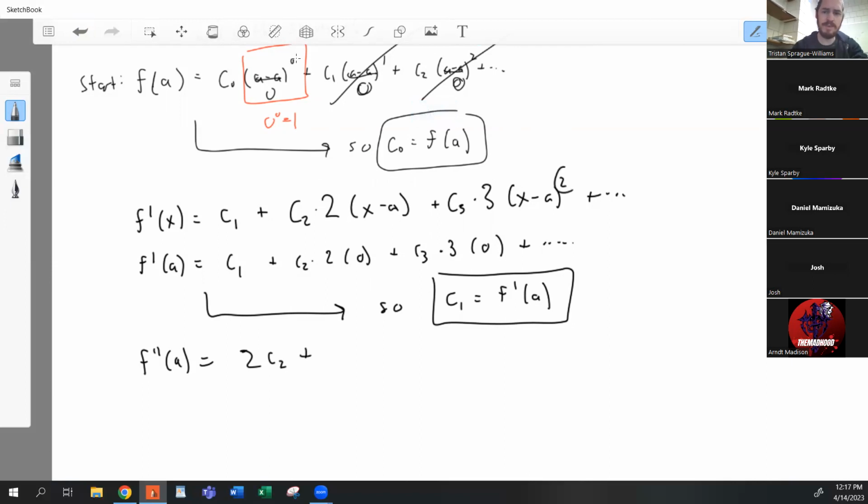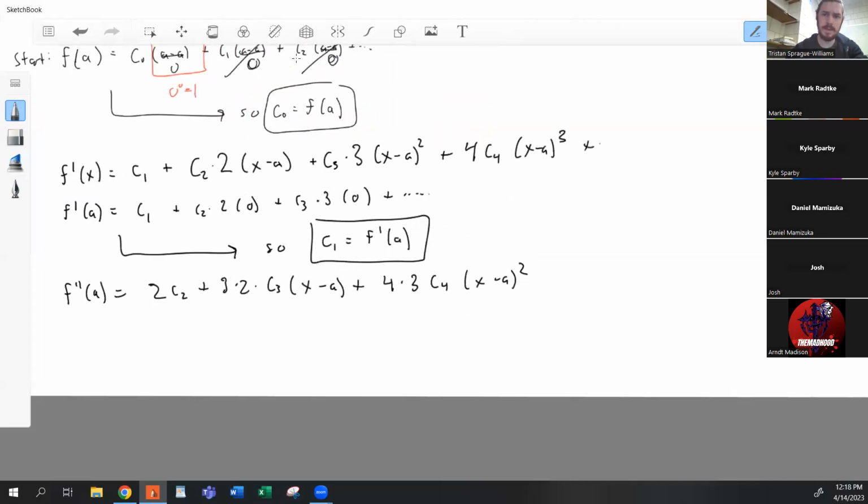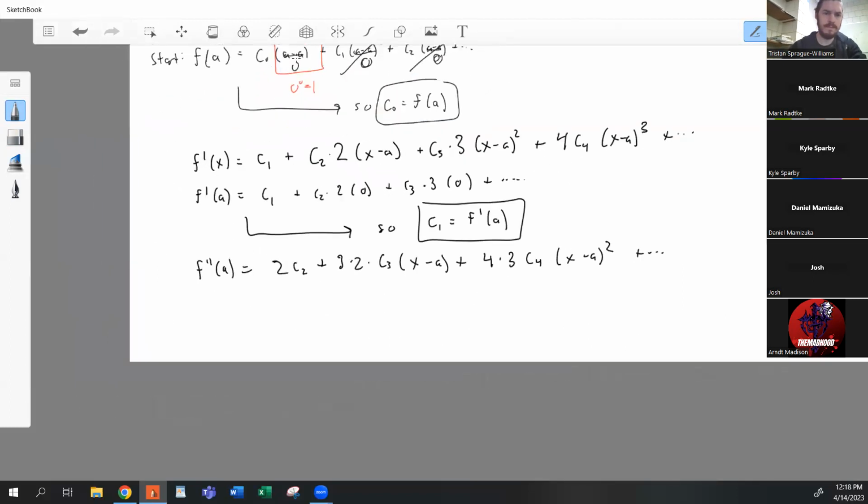And then over here, I had to bring my power down, right? And so I'll get like 3 times 2 times c3 times x minus a. And the next one, just to see what the rest would look like, this would have been like 4c4 times x minus a cubed. So now this is going to be plus 4 times 3 c4 times x minus a squared. Okay. And again, this was f double prime of x, my bad. That was the second derivative.